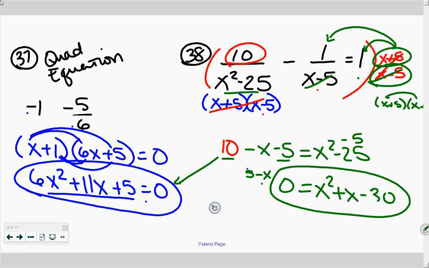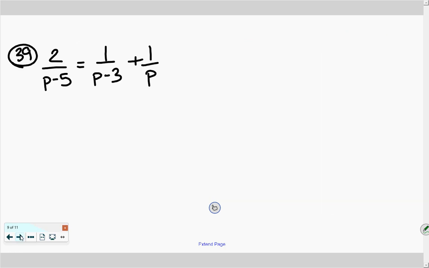Okay, this next one's the same thing. Okay, I need to get rid of my denominator. So I write one of each on the outside. So I have a p minus 5, a p minus 3, and a p. This time I'm not going to cross off like I did before. Okay, so I'm just going to point to them. Okay, so I have a p minus 5 and a p minus 5. So that means that these two are still there.